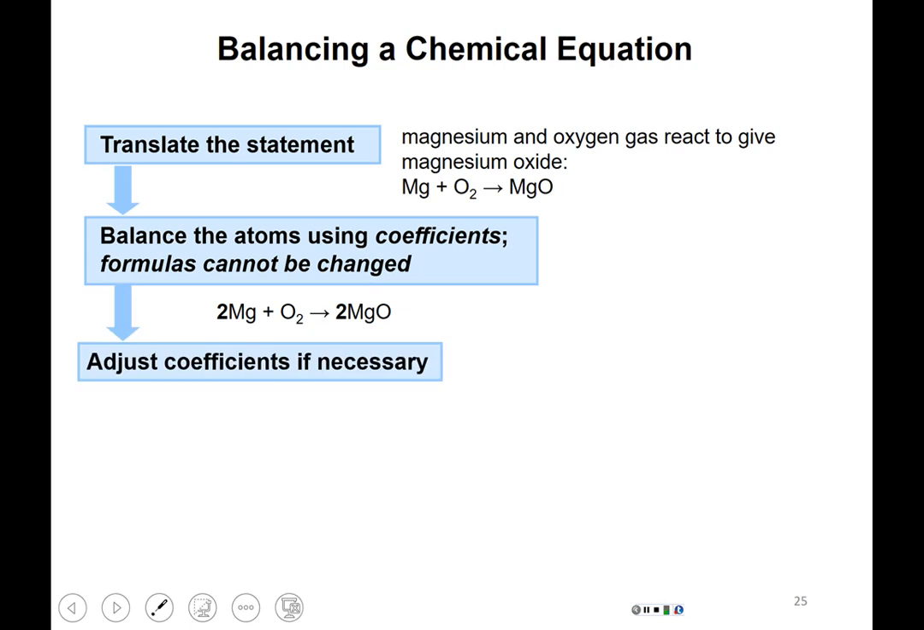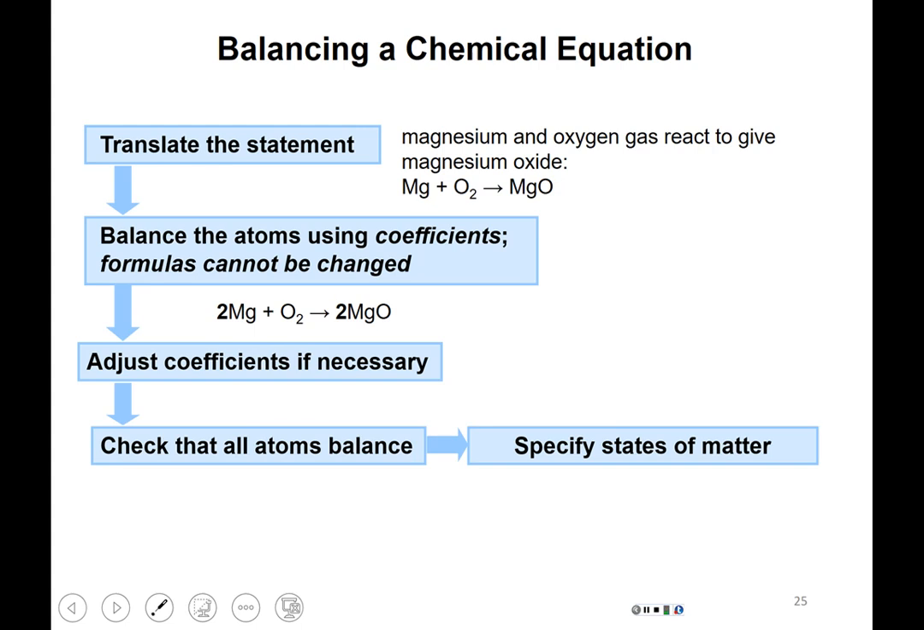The next step is to adjust coefficients if necessary. Now this is only done if you have coefficients in front of every compound or molecule that are divisible by a common denominator. So in our case, O2 has a 1 in front of it, so this is fine. If they all had 2's in front of them, you then divide by 2 and simplify it. Okay. Check that all atoms balance, and they do.